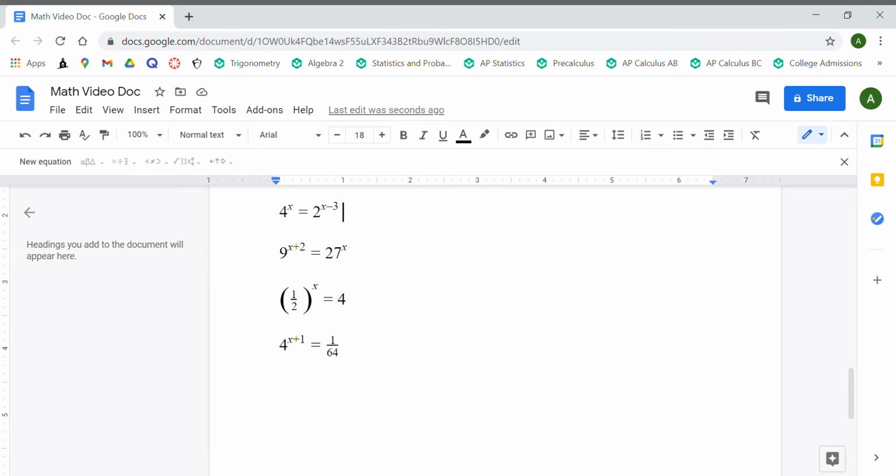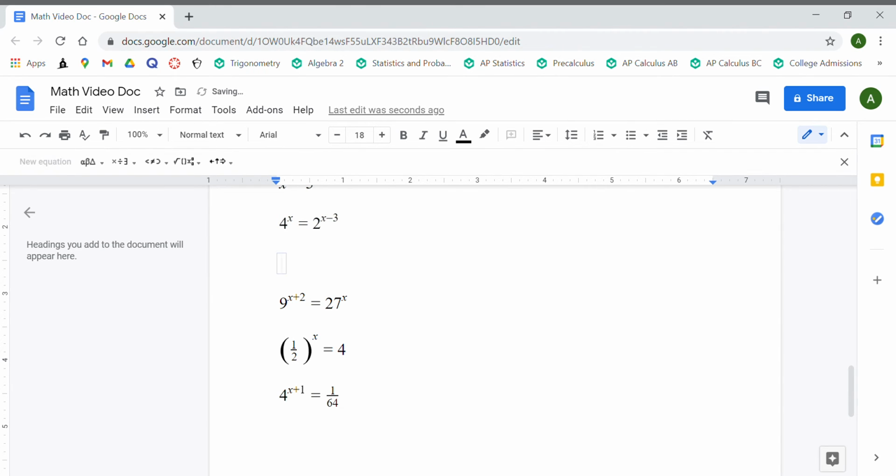Alright. I'm going to do this one as well, because this one might get a little bit trickier if you don't understand this well. We have 4 to the power of x equal to 2 to the power of x minus 3. For this one, we need to rewrite the expression again. It looks like we can make the bases 2. So now, I'm going to put this in parentheses: 2 squared to the power of x equals 2 to the power of x minus 3.